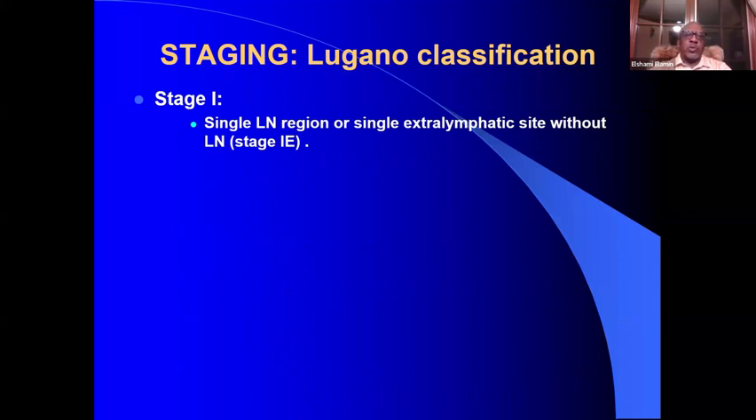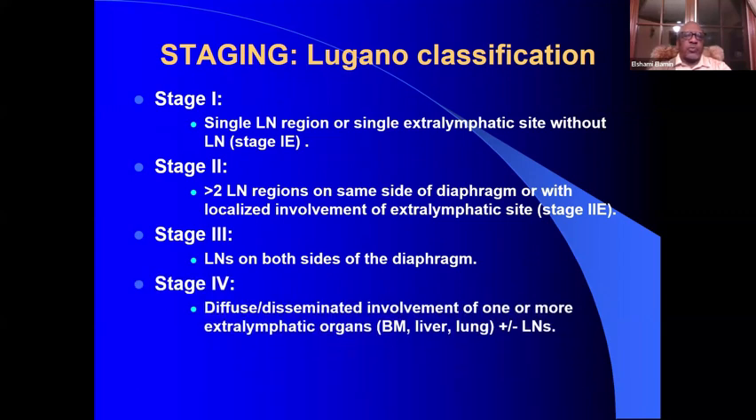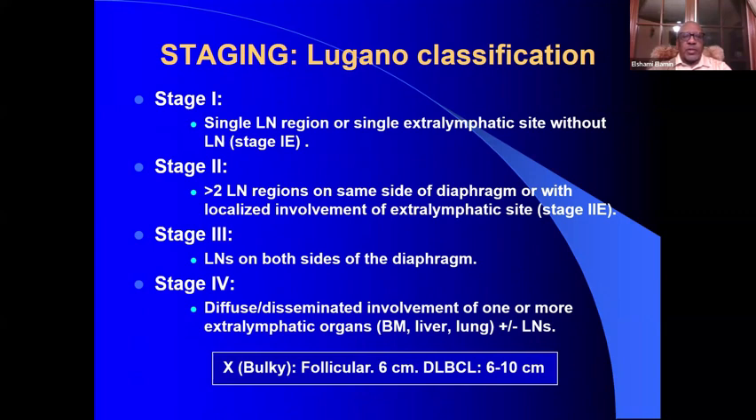Simple: stage 1 is one region of a lymph node or extranodal. Stage 2 is two regions of lymph nodes on the same side of the diaphragm. Stage 3 is above or below the diaphragm. Stage 4 is disseminated disease. And bulky is also needed for the staging.